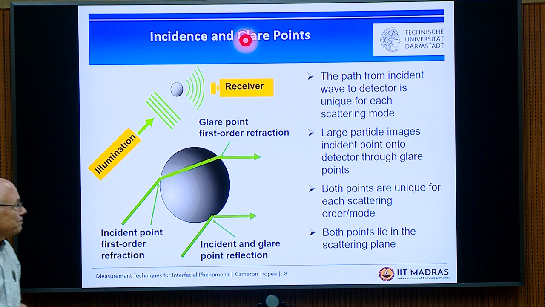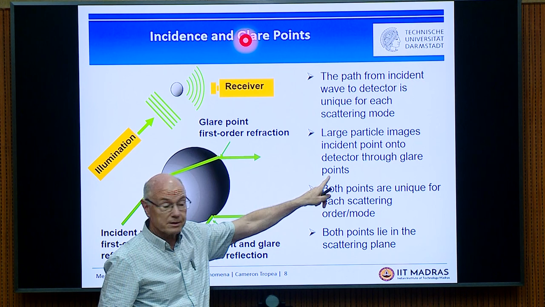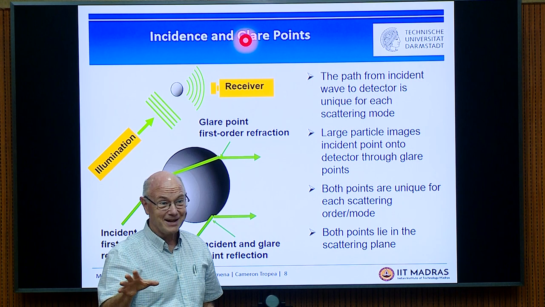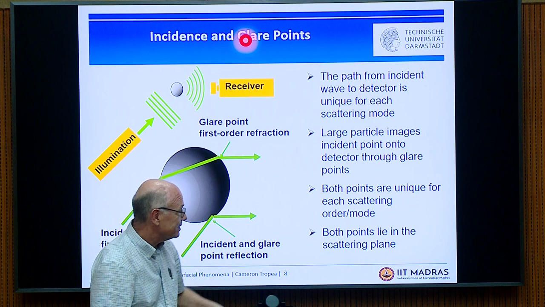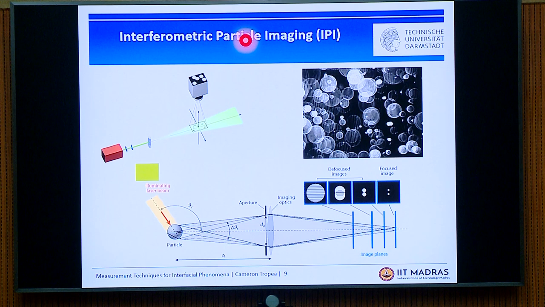And so we're actually just seeing glare points. And please remember that, because I'm going to go back to your high school physics in a few minutes and go back to these two glare points that we're going to see there. And these are then unique, and they all lie in the plane of the thing here.